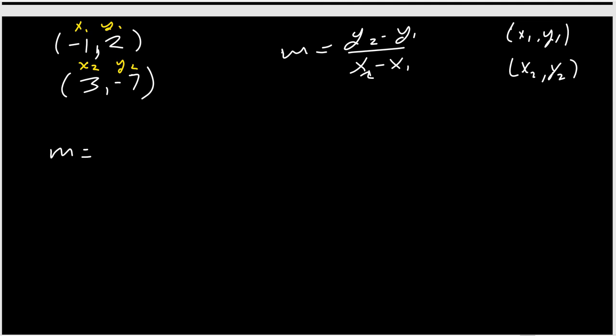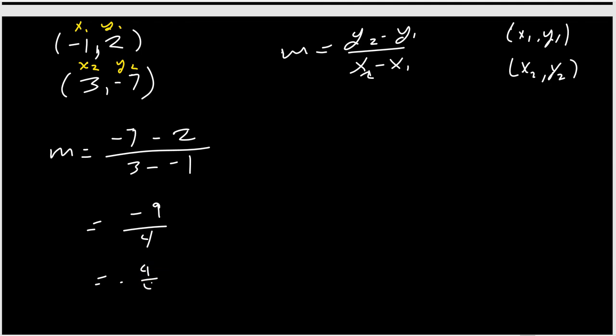So m is y2 minus y1, so that's negative 7 minus 2. And then the denominator is x2 minus x1. So that'd be negative 9 over 4. So negative 9/4 is our slope. Always just stick the negative out in front because negative divided by positive is a negative number.